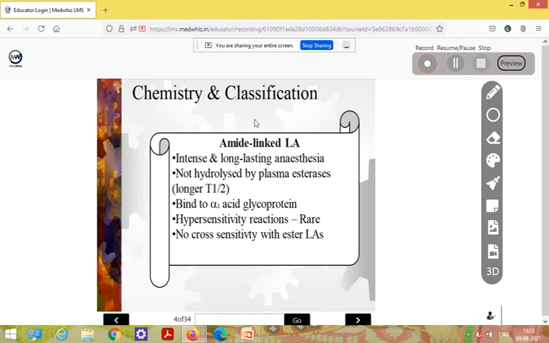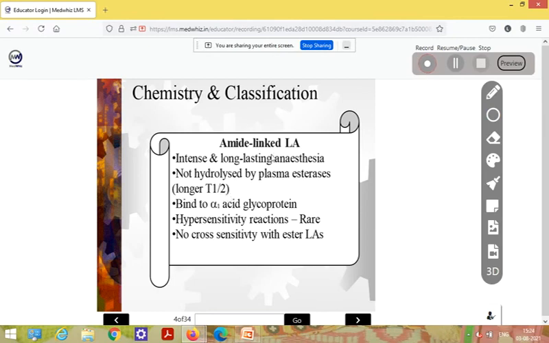So we ideally go for the amide linked local anesthetics, so those with a double 'i': lidocaine, then bupivacaine, ropivacaine, all of these are preferred. Why are amide linked local anesthetics preferred? Because they have a very intense and long lasting anesthesia, and they are not hydrolyzed by plasma esterases. As the name itself suggests, the ester linked local anesthetics are broken down by plasma esterases. But these amide linked drugs do not have to depend on plasma esterases, but they are metabolized. So, for that reason, they have a longer half-life.